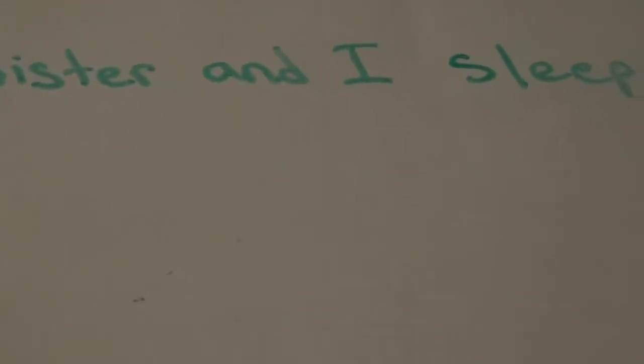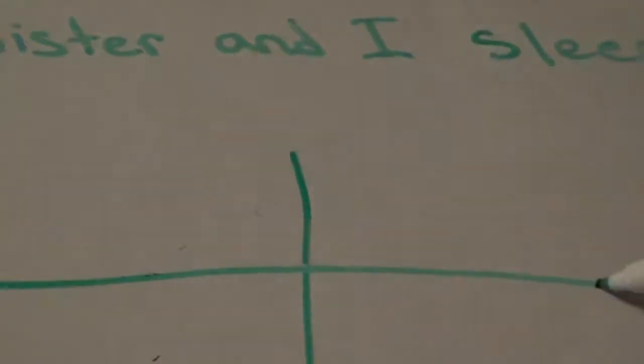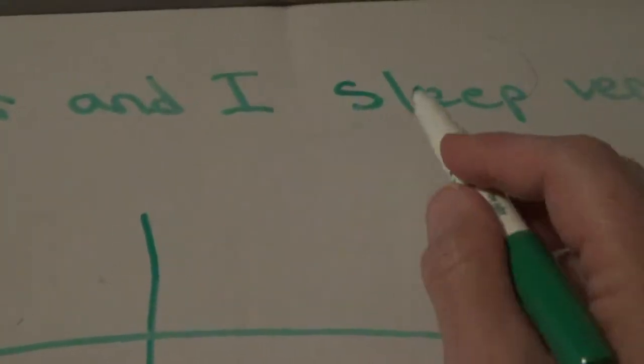Okay, let's talk about diagramming this sentence. My sister and I sleep very late. So remember, right now we're not having sentences with prepositional phrases. We'll get to that, reviewing that next time. So the first thing that we need to do is identify the simple predicate, which is the verb or verb phrase, and in this sentence we've got sleep.